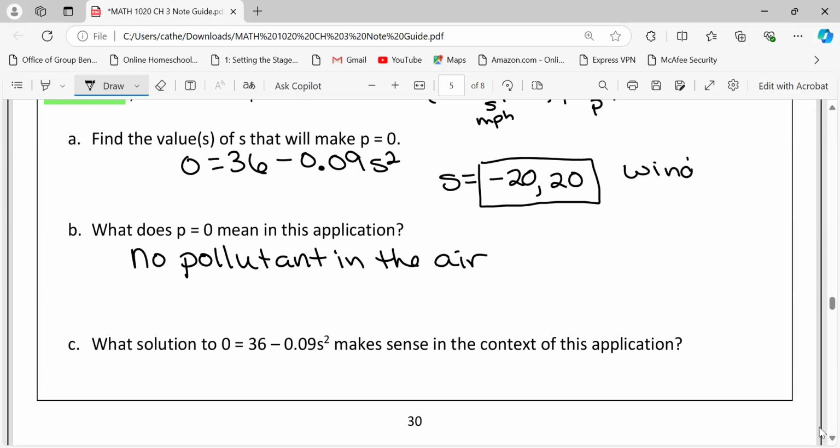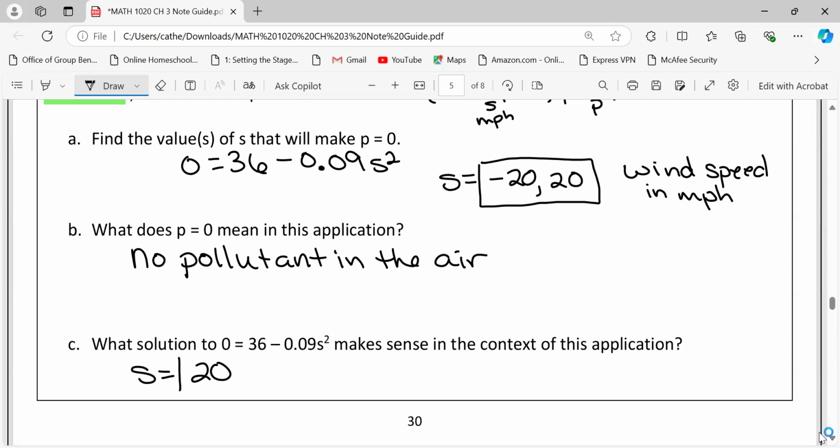This is our wind speed in miles per hour. So which one makes sense? The positive one makes sense because you can't really have a negative wind speed. Okay, whether it's going forwards, backwards, north, south, east, west, there's still some type of speed, and speed is not negative.